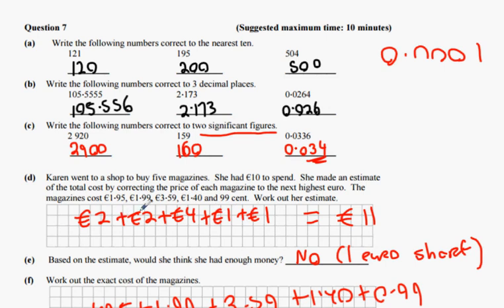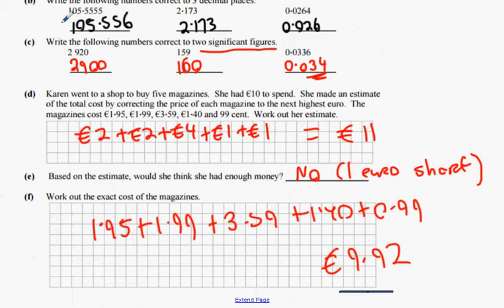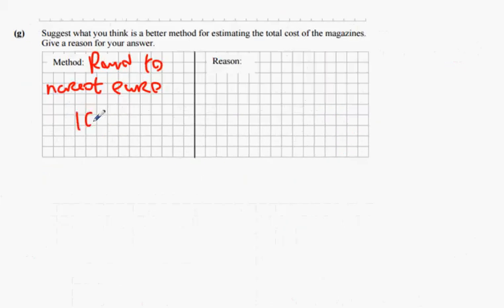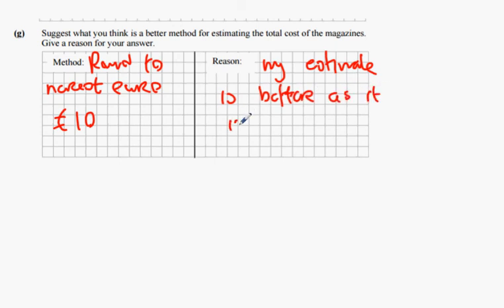What does mine add up to? Mine adds up to 10. And 10 is only 8 cents short. So that adds up to €10. Which estimate is better? My estimate is better. Why is my estimate better? As it is closer to 9.92. Is that right? €9.92.